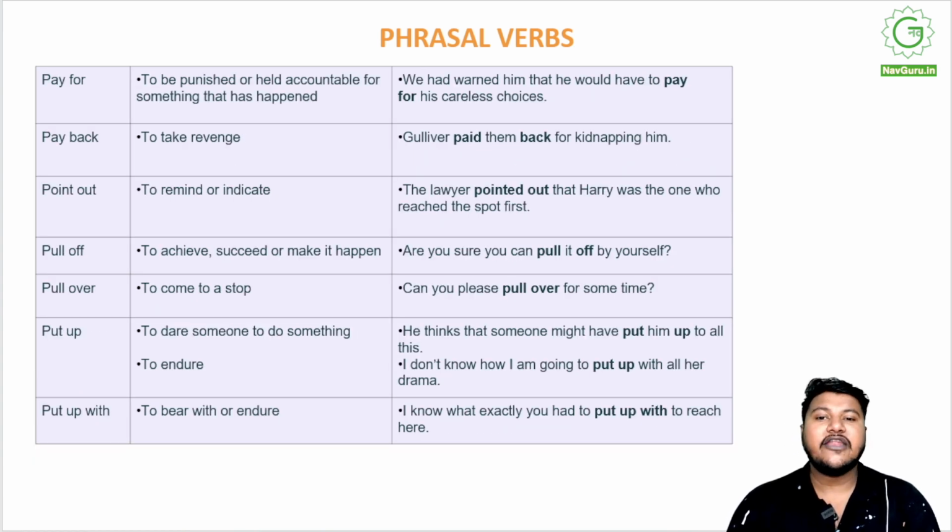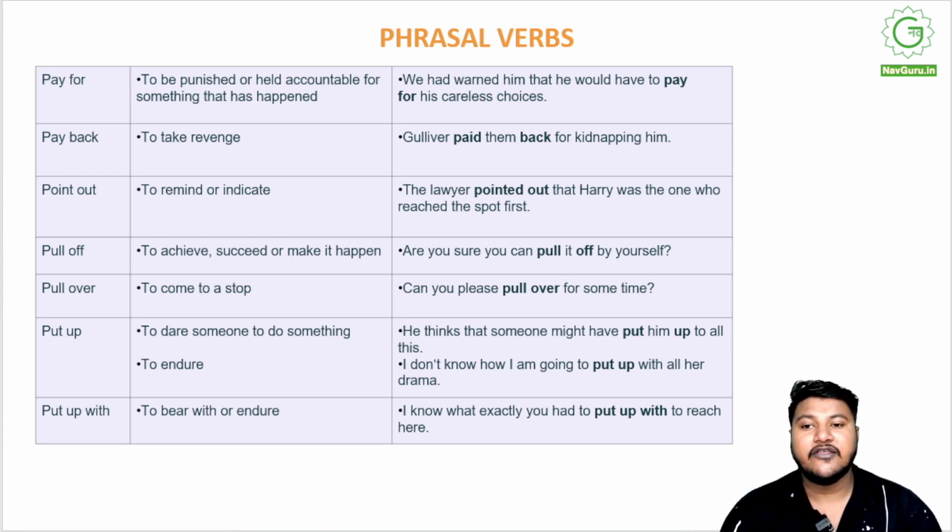Pay for means to be punished or held accountable for something that has happened. We had warned him he would have to pay for his careless choices.